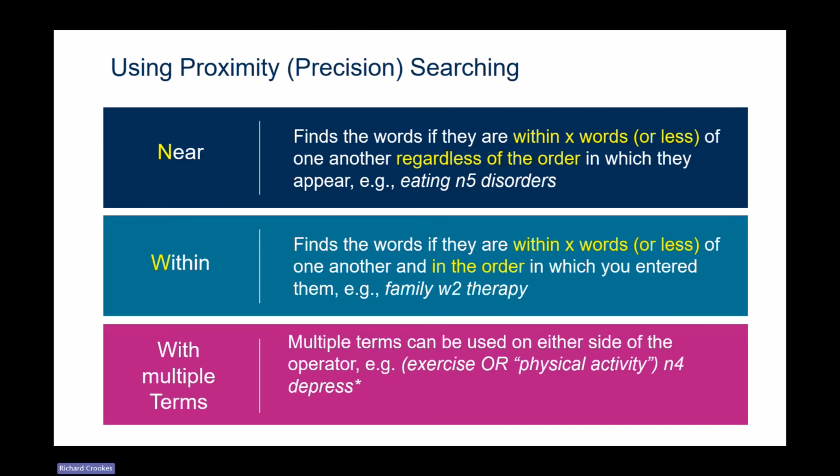Multiple terms can be used on either side of the operator. So, for example, if you're looking at the impact of exercise or physical activity with depression, then in parentheses you've got exercise or physical activity, which is also in quotation marks, and for depressed, depressed is truncated, so that's depressed, depression, depressive, etc. So it could be that exercise in relation to depression, or it could be a depressive who has exercise, etc.